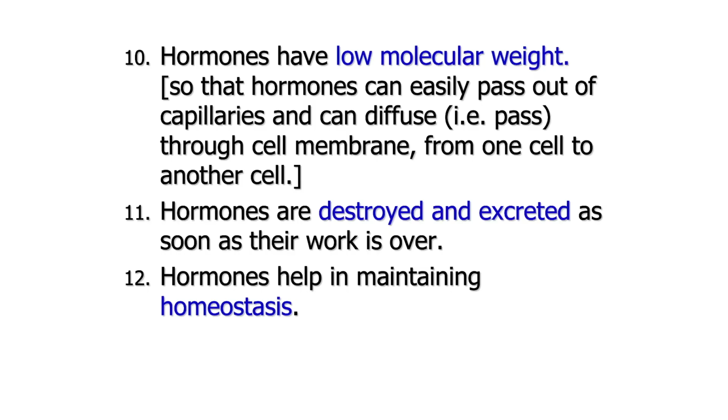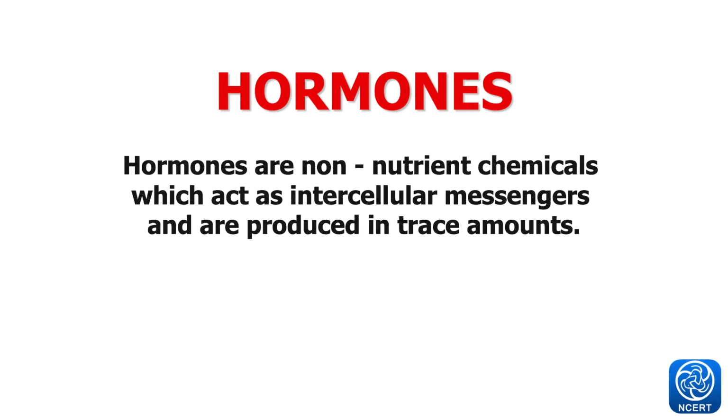So what is going to be a gland? What is an exocrine gland? What is an endocrine gland? What are going to be hormones, and what are the 12 properties of hormones? This was the definition of hormones that we saw, which was given in the NCERT. Hormones are non-nutrient chemicals which act as intercellular messengers and are produced in trace amounts.